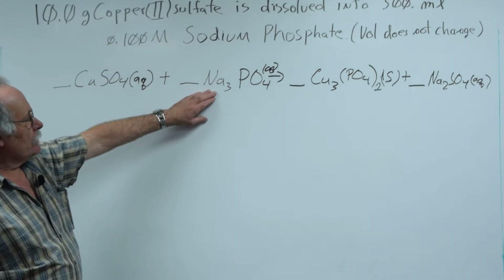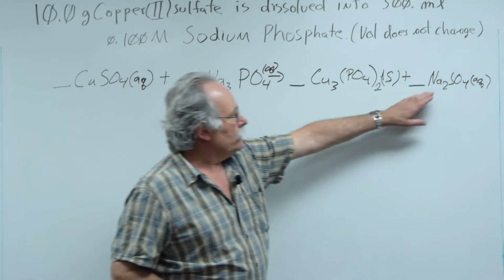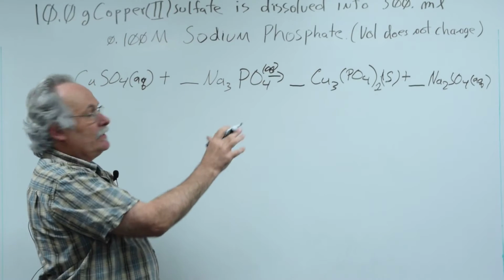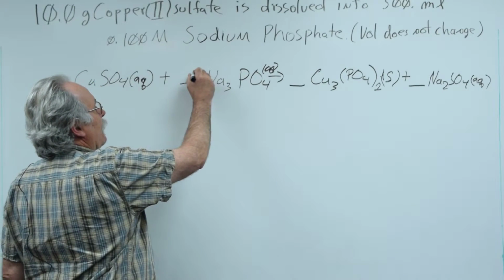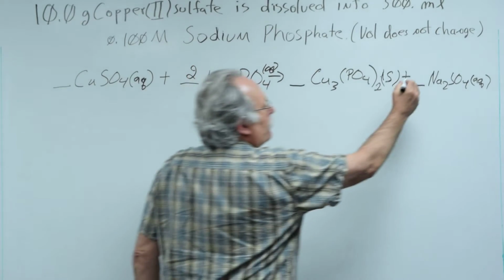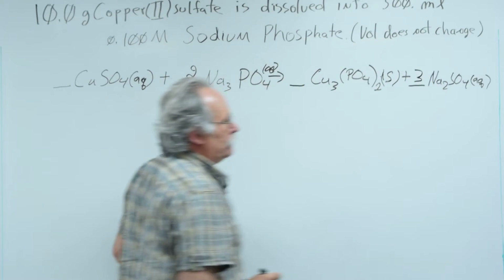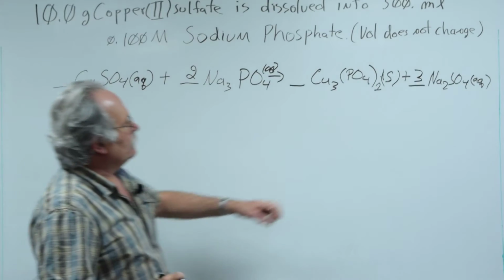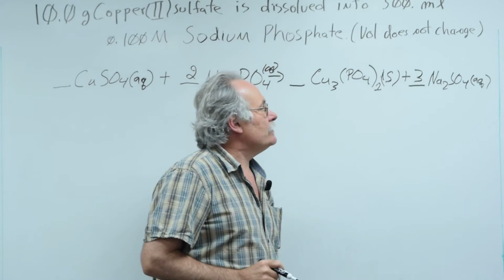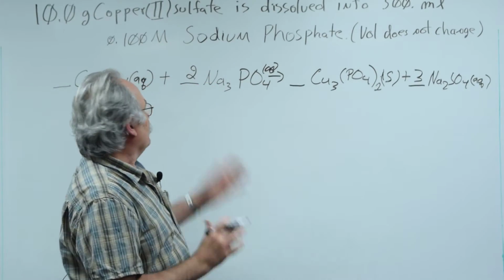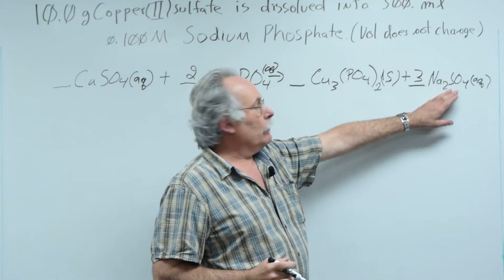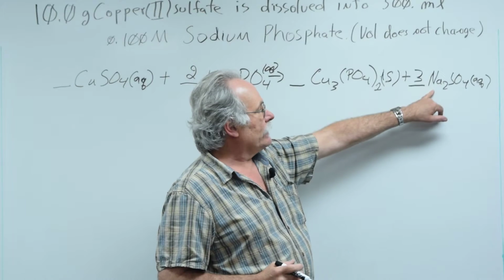Now I look at this, and there are 3 sodiums here and 2 there. For double displacement reactions, what we do is we balance the ions. So I'm going to first balance sodium because it's the most complicated. So 2 sodium phosphates has 6 sodiums, and 3 sodium sulfates has 6 sodiums. Now I can choose either one. I'll choose the sulfate. I have 3 sulfates, so now I start balancing the counter ion.